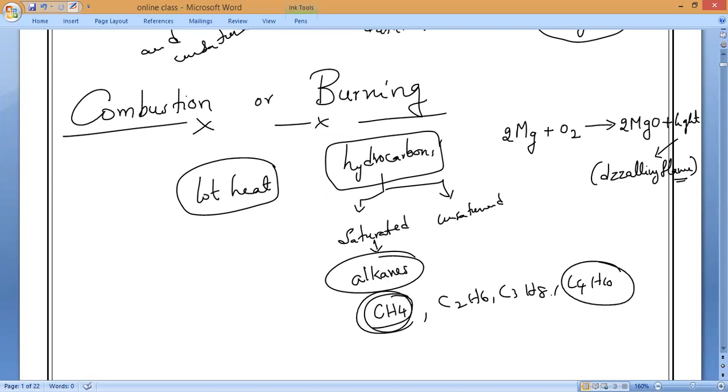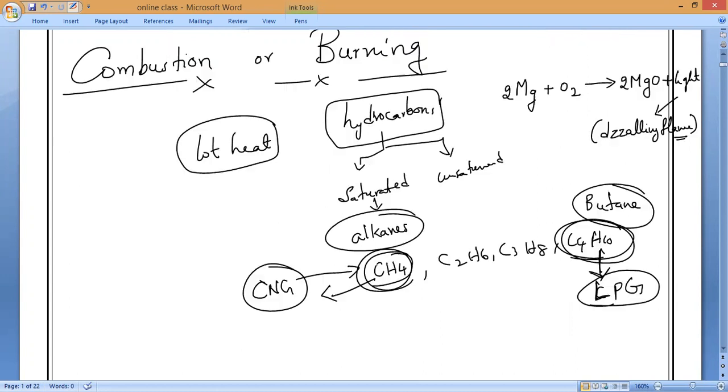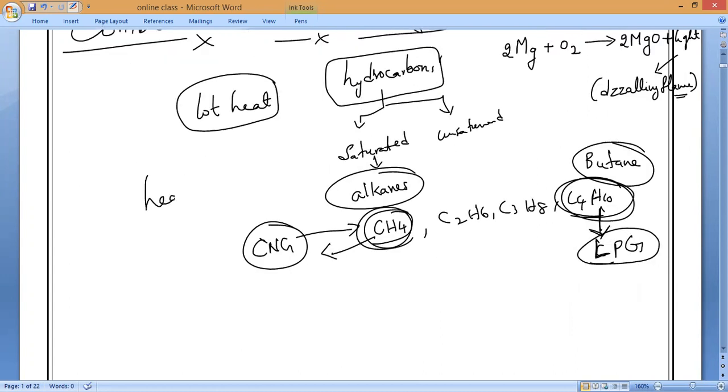If we take CH4 and C4H10, we have a very close relation with them. C4H10 is used in LPG, liquefied petroleum gas. CH4 is used in compressed natural gas, CNG. The major composition of CNG is methane, and the major composition of LPG is butane. That is why these alkanes undergo the combustion reaction excellently and produce a huge amount of heat energy. That is why they are called excellent fuels.